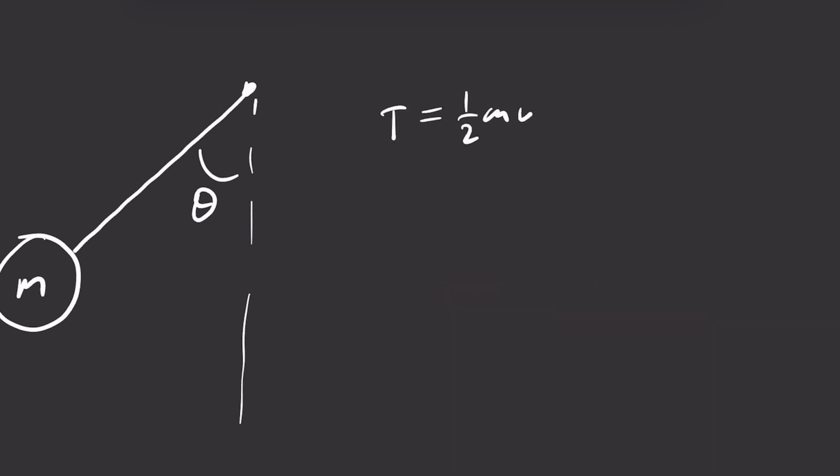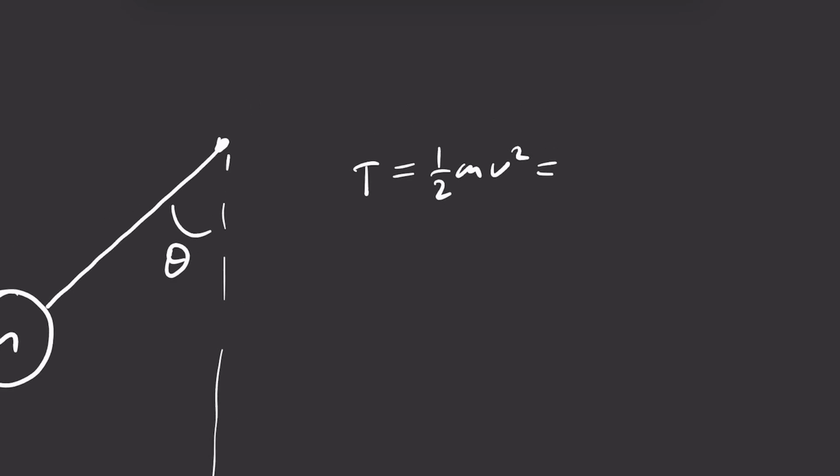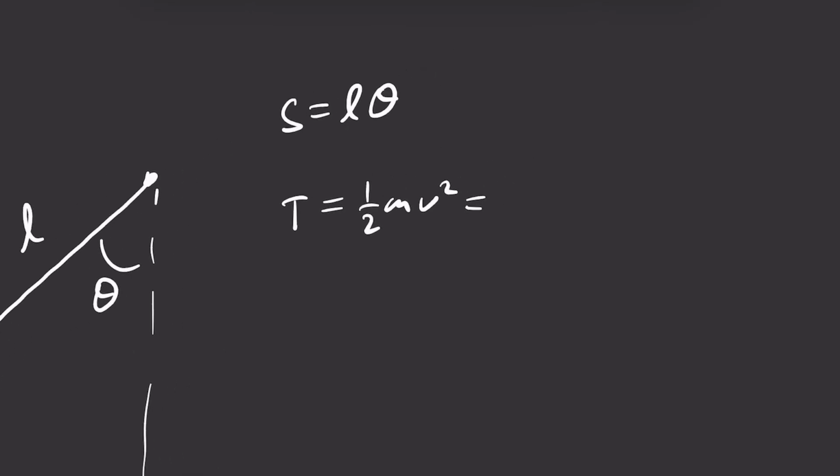T is going to be 1/2 mv squared, and v in this case is just going to be, I'll say that the length of the string here will be L. So the way we calculate the actual velocity is simply L times theta. Or sorry, actually this should be more like S, the distance. So if we take the derivative with respect to time, we get S dot is equal to v is equal to L d theta dt, or L theta dot. So hopefully that makes sense.